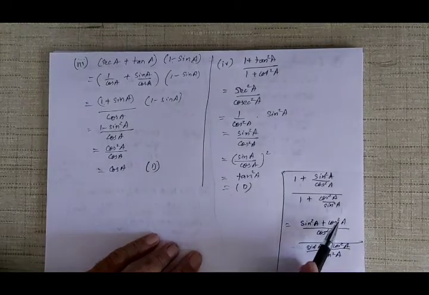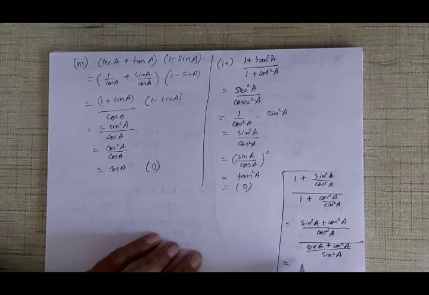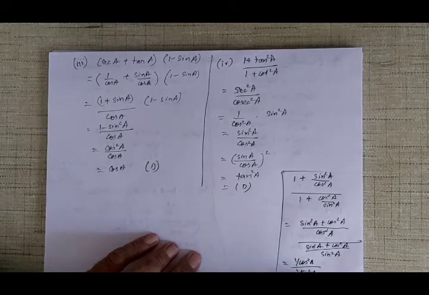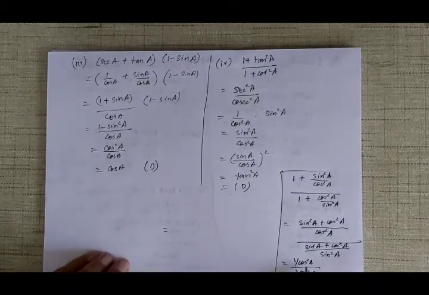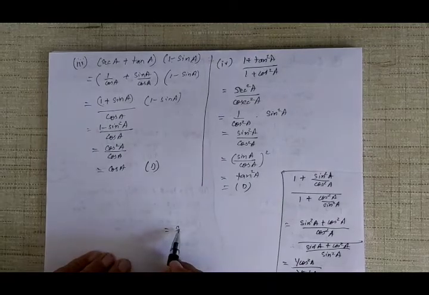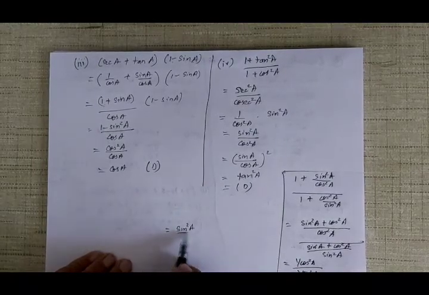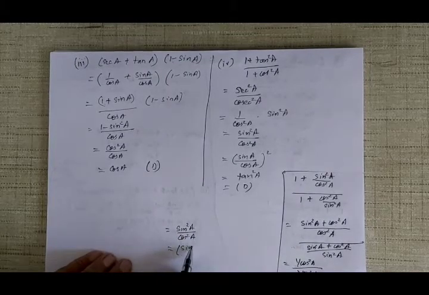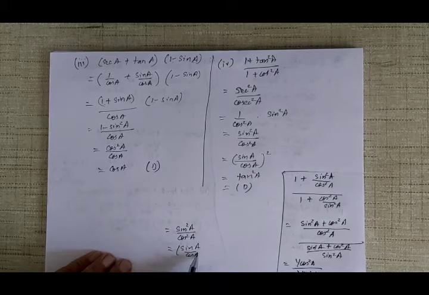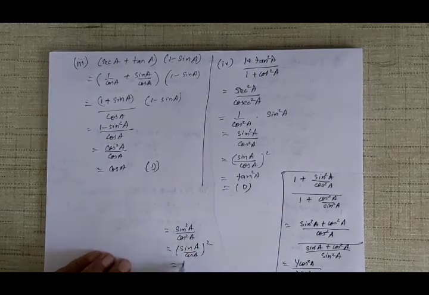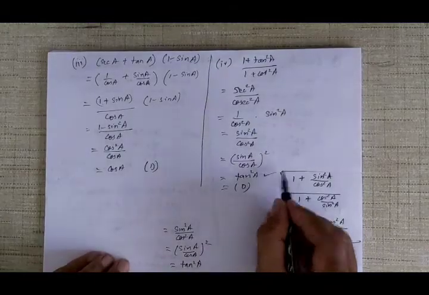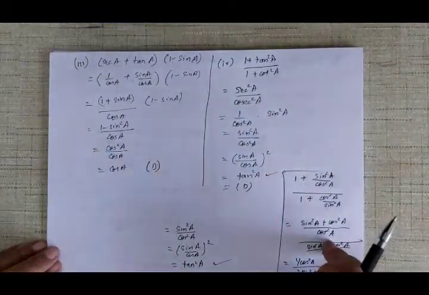Okay, sine square a plus cos square a is 1, so I will get 1 upon cos square a, and here 1 upon sine square a will come. Now this 1 upon cos and 1 upon sine becomes sine square a upon cos square a, and that is equal to (sine upon cos) whole square, and that is equal to tan square a. Did you get it? You see the same thing. See here, same thing. Okay, but done in a slightly different way.